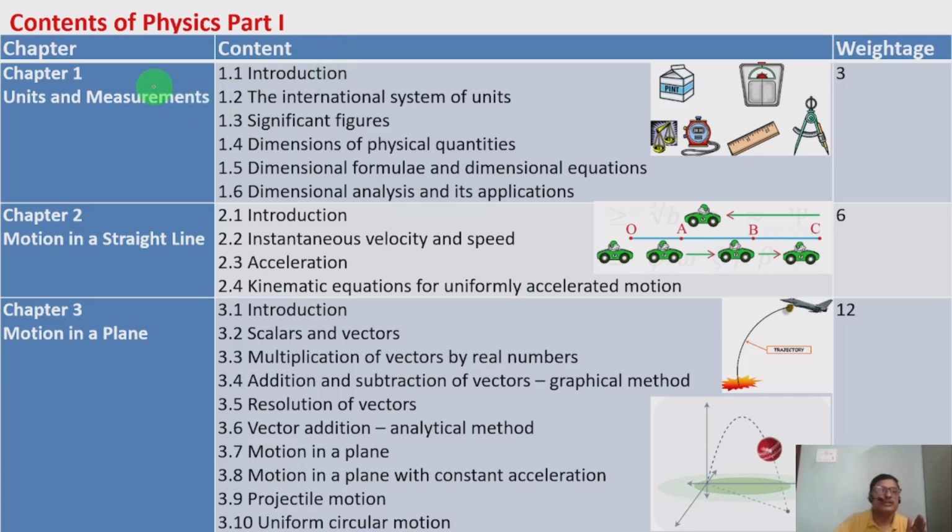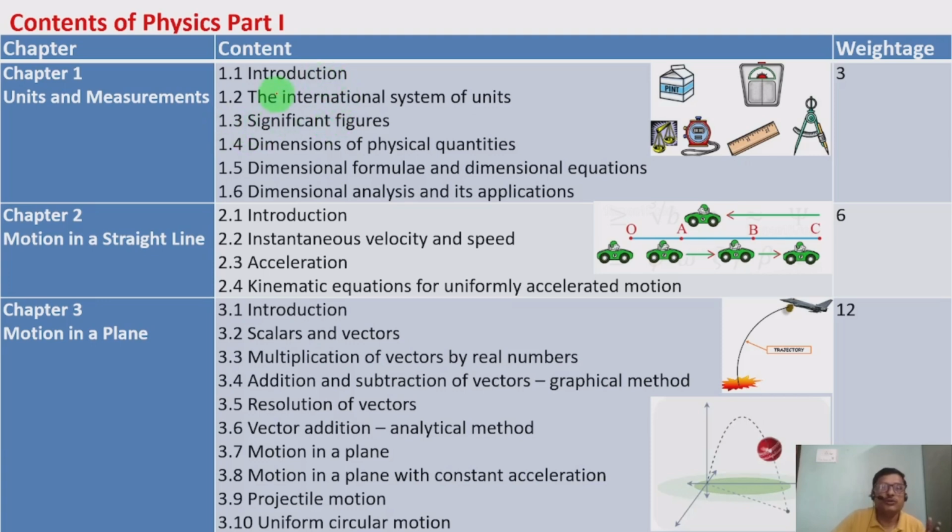In part 1, the first chapter is chapter 1, units and measurements. In the world, there are a number of physical quantities, and those physical quantities are to be measured. They should have some measurement value, like solids, liquids, and gases, all of which should be measured. For that measurement, we require a number and units. Those units and numbers we are going to decide based on the system of measurement units, and that we are going to take in the first chapter.